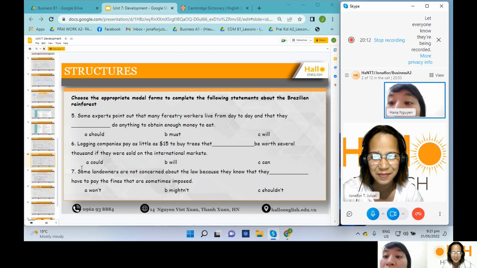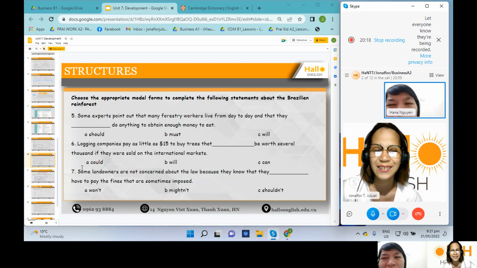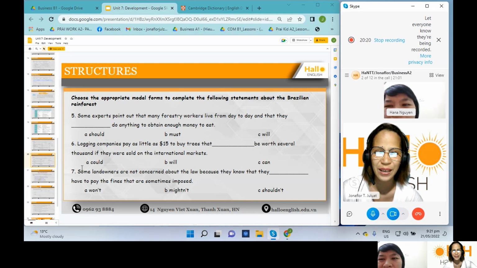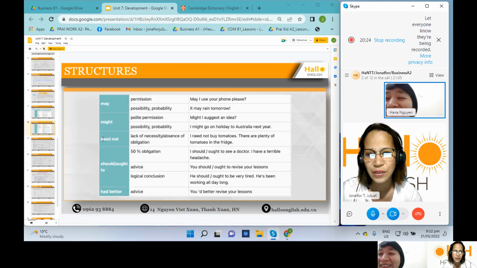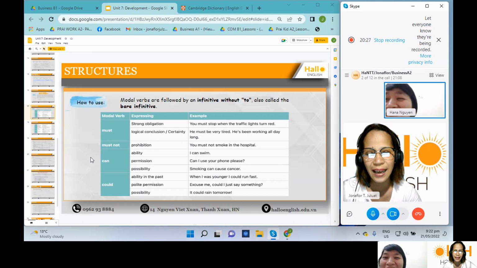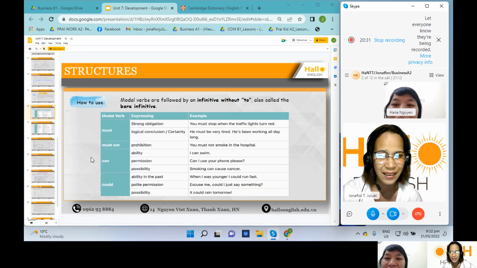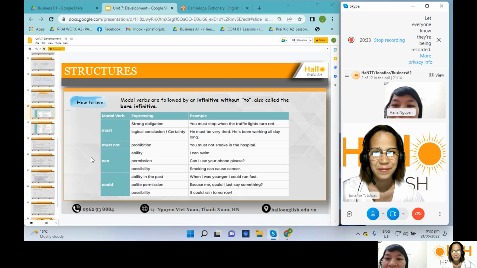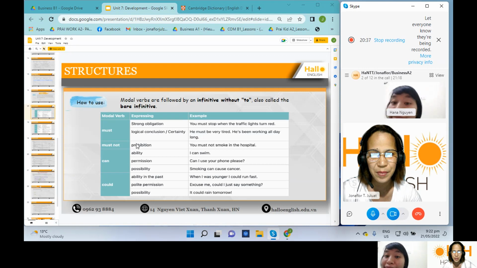We can use "could," or maybe "can" be worth. What do you think? What is the use of can and could? Can is ability, permission, and possibility. But for could, it's ability in the past.